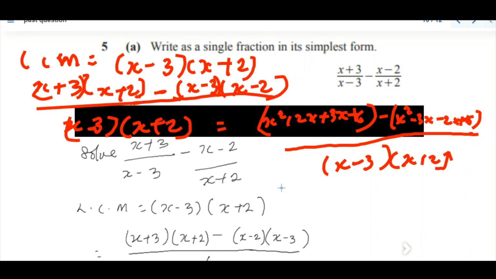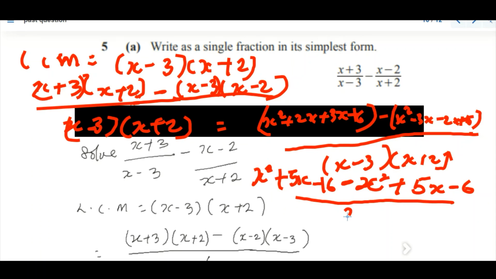So let's have what we have there. 2x plus 3x will give us 5x. So we have x squared plus 5x plus 6. Remember, we are opening this. So this one now is going to be minus x squared, plus this is going to give us minus 3x minus 2x, that is minus 5x. By the time we introduce the minus, it changes to plus 5x. Minus times plus will give us minus. So we have minus 6 here, everything over x minus 3, x plus 2.